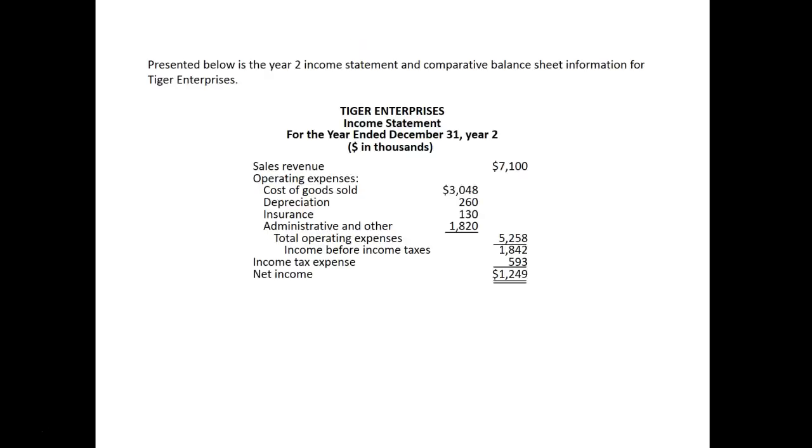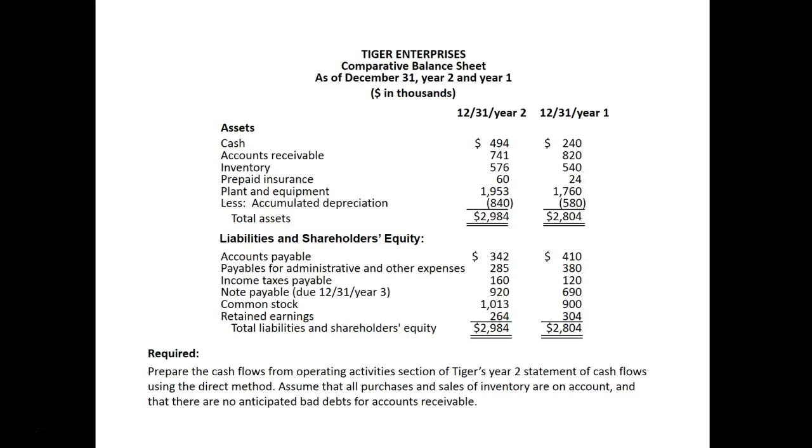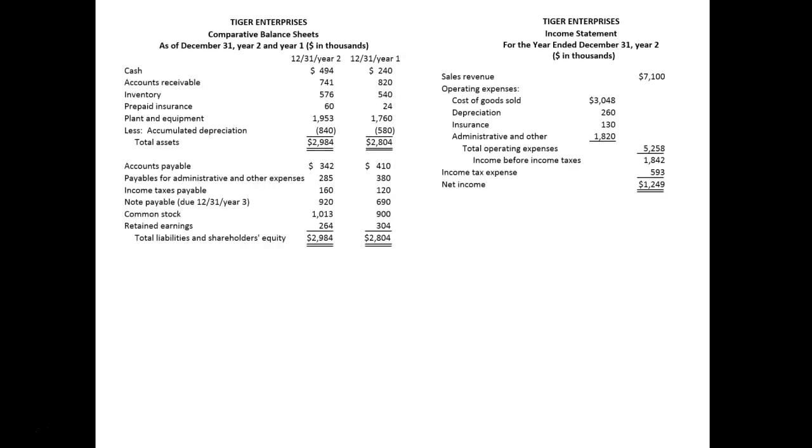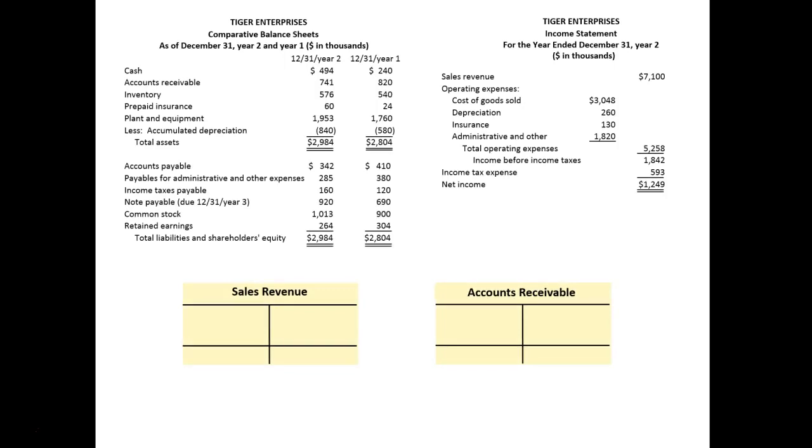Next, presented below is the Year 2 income statement and comparative balance sheet information for Tiger Enterprises. We are going to prepare a cash flows from operating activities section of Tiger's Year 2 statement of cash flows using the direct method. Assume that all purchases and sales of inventory are on account and that there are no anticipated bad debts for accounts receivable. So here we see the information related to the income statement, and then the information related to 2 comparative years of the balance sheet.